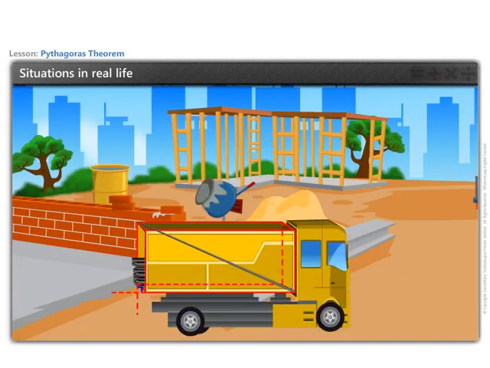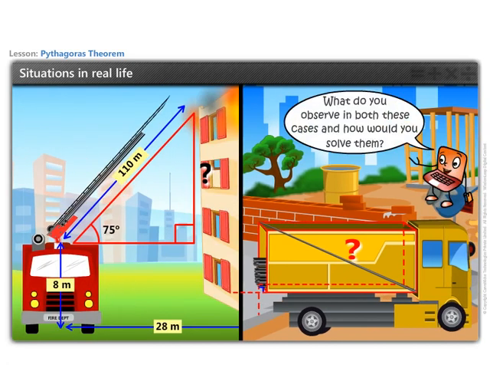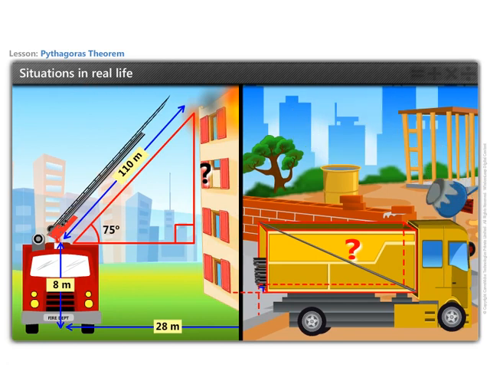Take a look at another situation. At a construction site, building materials like steel are being dumped into a transporting van. What is the length of the largest pipe that can fit into the van? What do you observe in both these cases and how would you solve them? Pythagoras theorem comes to our rescue.